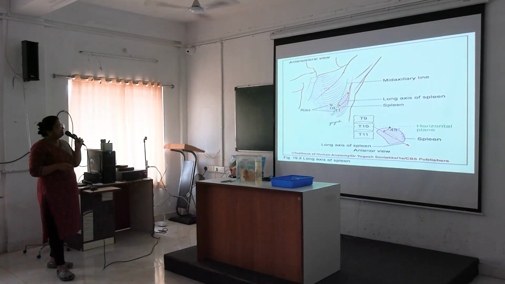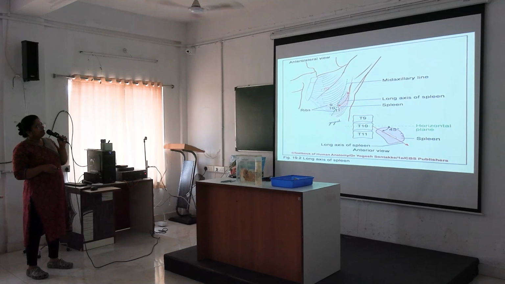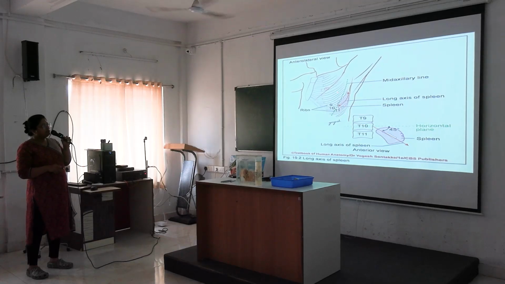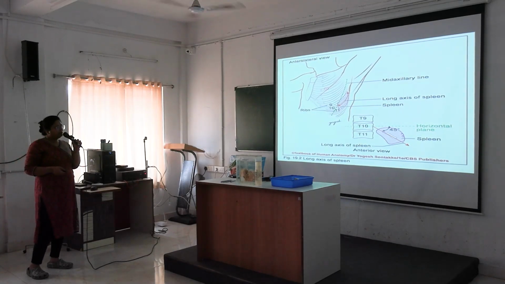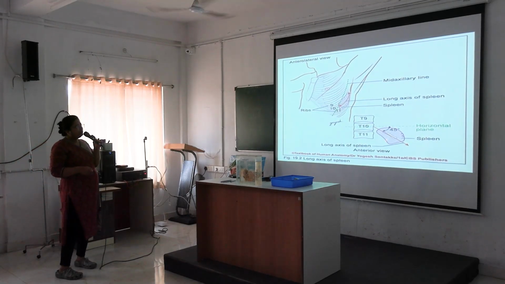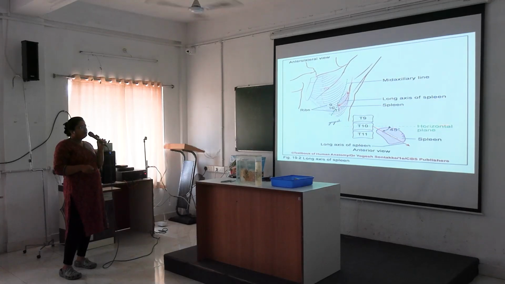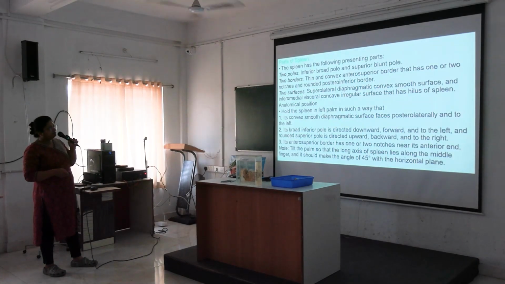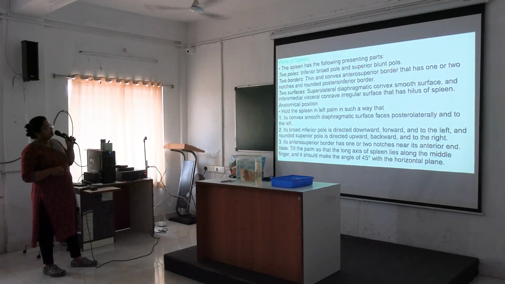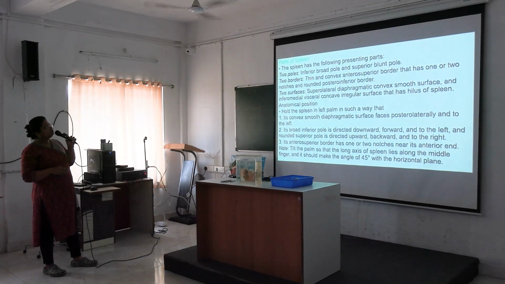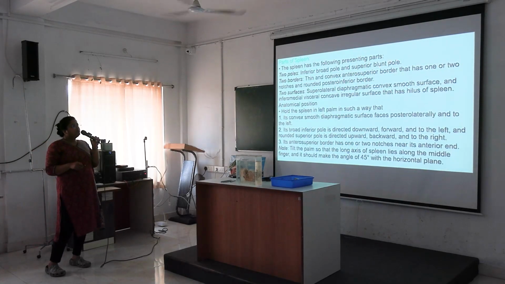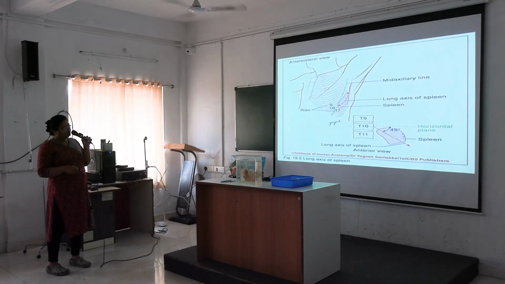See here, this is the location, viewed from the anterior aspect, with the 10th rib forming the long axis, and the spleen lying against the 9th to 11th ribs. It forms an angle of 45 degrees with the horizontal plane at the level of T10. So the spleen has the following features. It has two poles. The inferior pole is the broad pole, and the superior pole is the blunt pole.